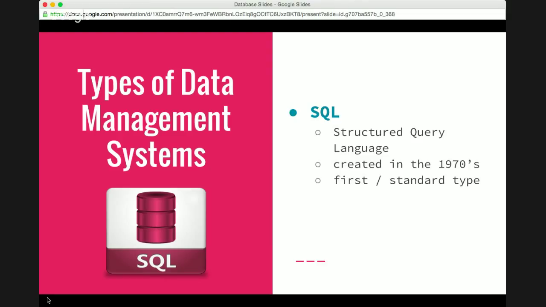Now let's compare the types of database management systems. First, we have SQL, and SQL stands for Structured Query Language. It was created in the 1970s, and it is the first and most standard type of database.